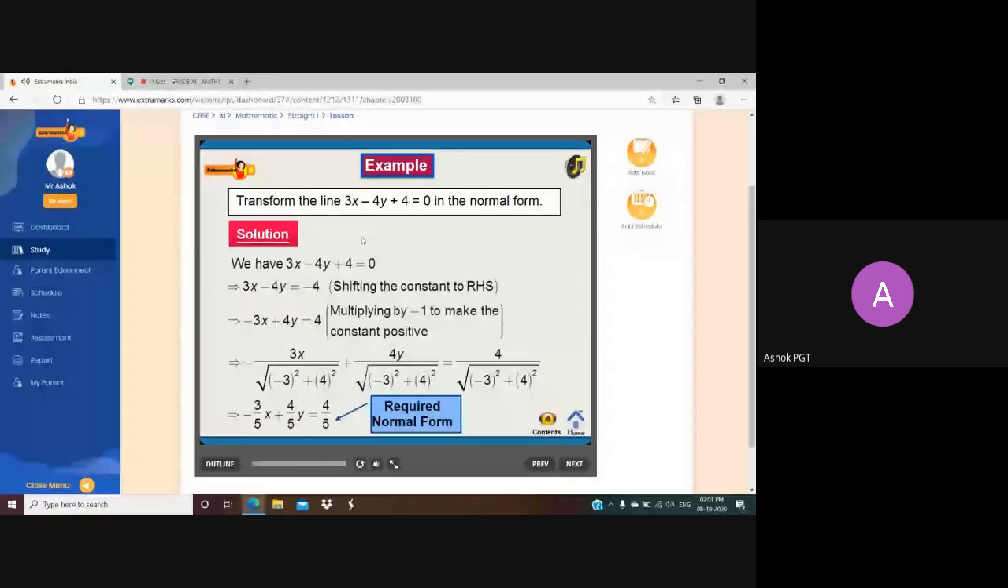Let us now study about the distance of a point from a line. Students, you just observe it. This is a general equation. I'll write it and tell you.